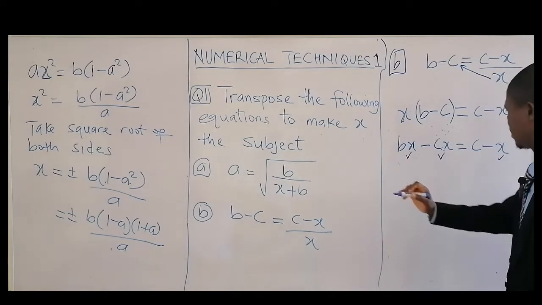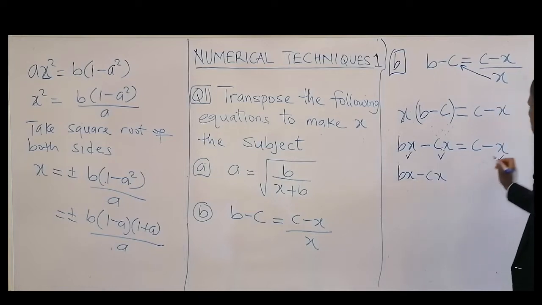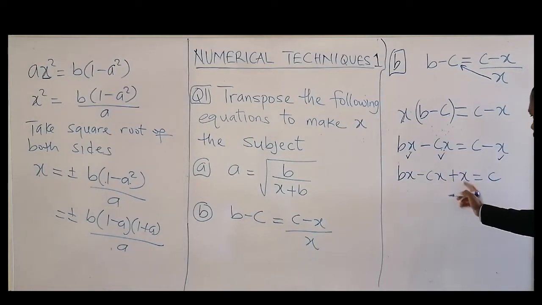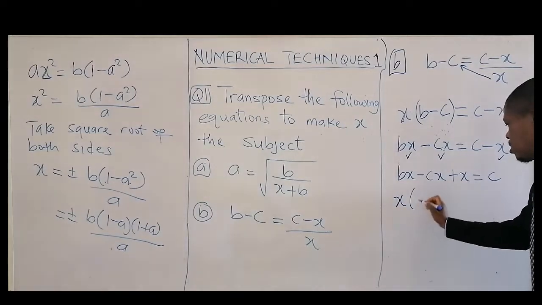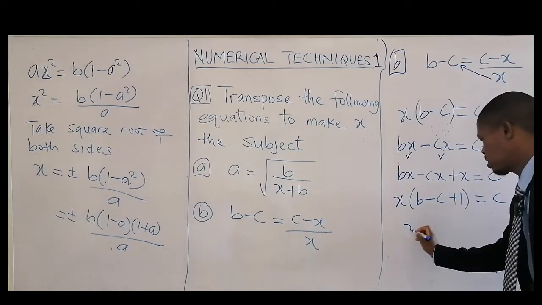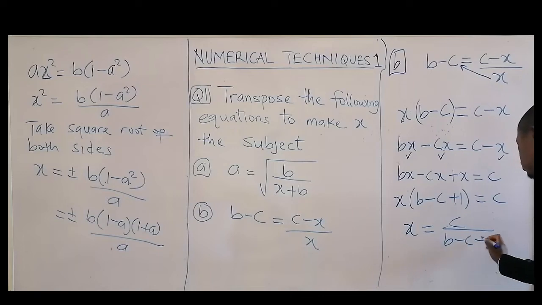Yeah, from here, x is here, x is here, x is here. Let's bring them together. So that will be equal to bx minus cx. Then move this one to the other side, that's plus this, equal to c. Okay, can we factorize that? So factorize that, and that will be x into bracket b minus c plus 1 equal to c. Okay, so finally, x is equal to c over b minus c plus 1. So that finished that work.